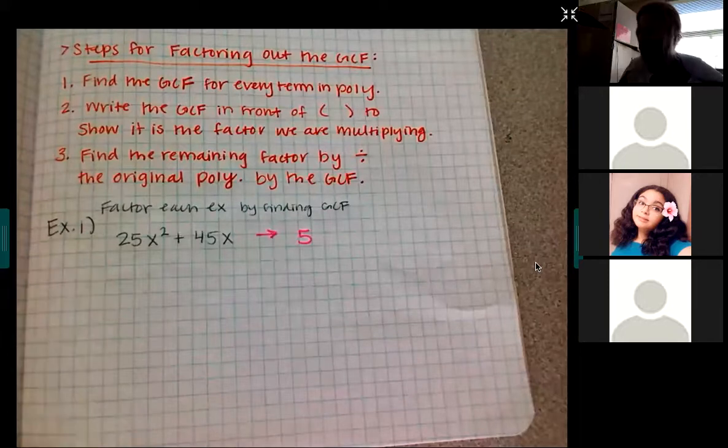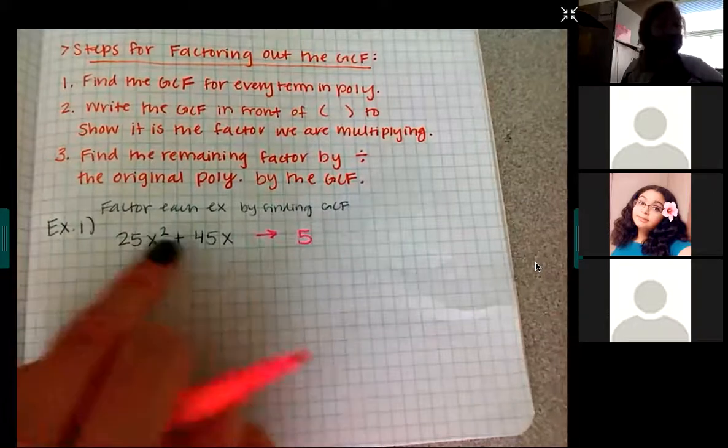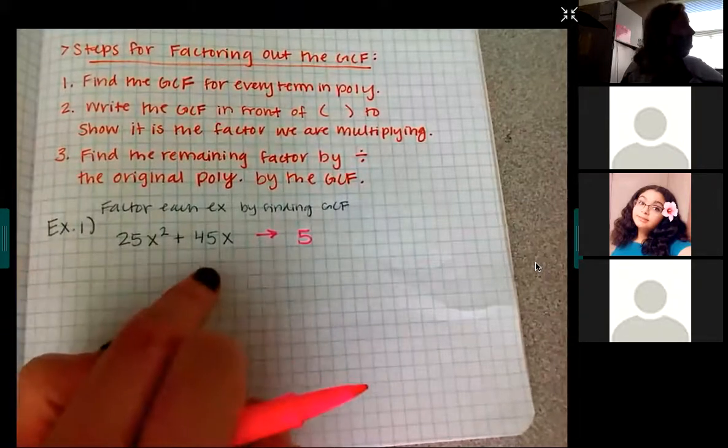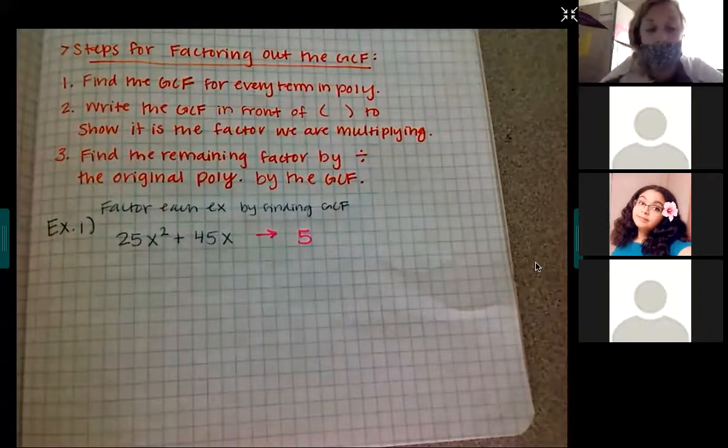Doesn't 5 go into 25? Doesn't 5 go into 45? Do they have any other factors in common? Nope. So the GCF for the numbers is 5. Is everybody okay with that?